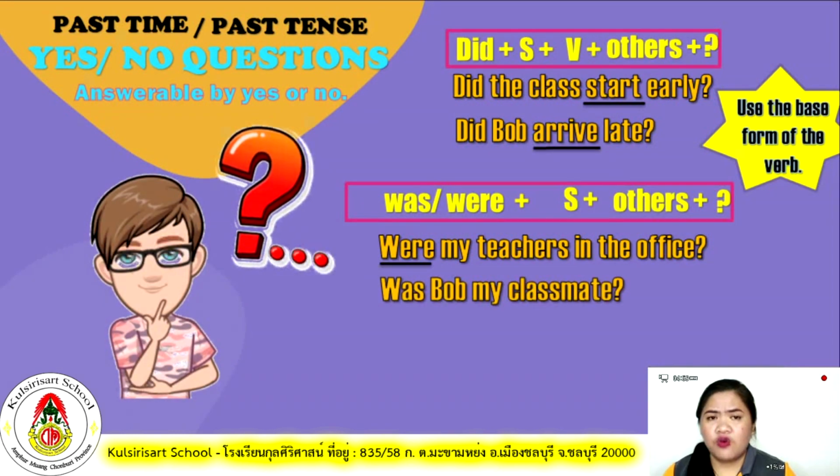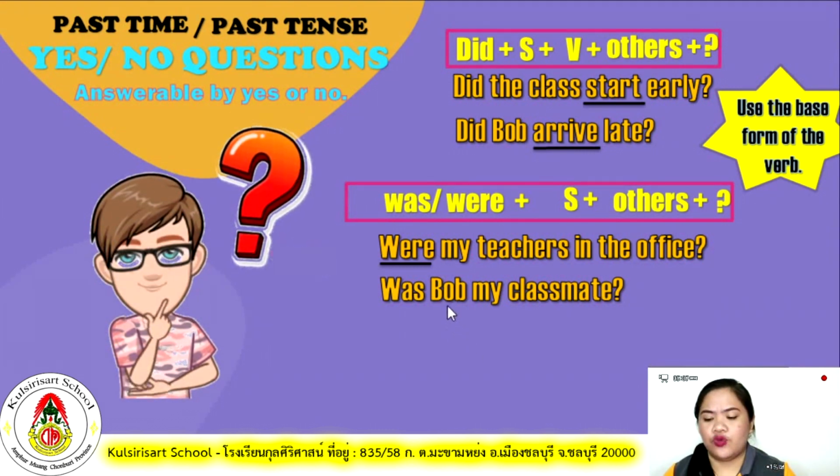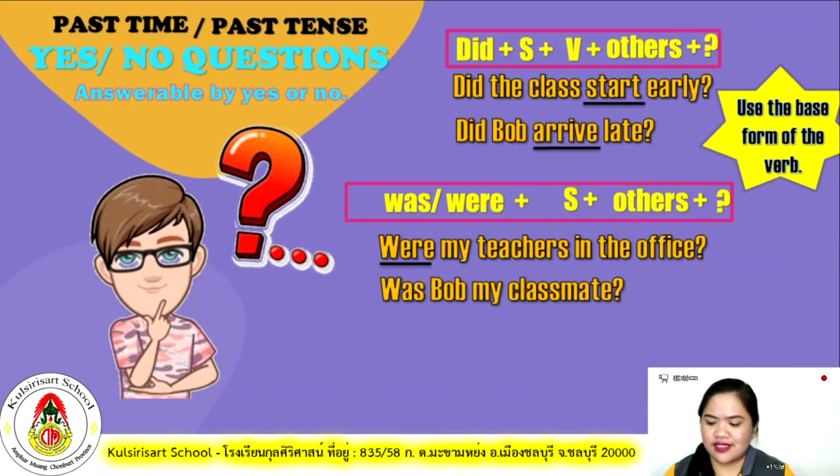Next, was Bob my classmate? Okay, Bob is only one, so we used was, because Bob is singular.